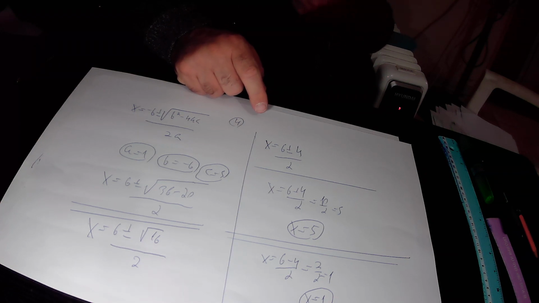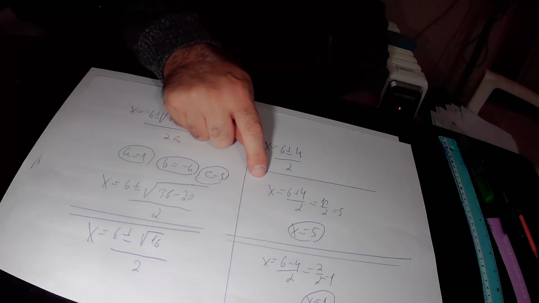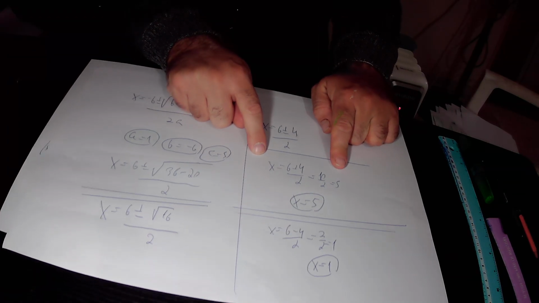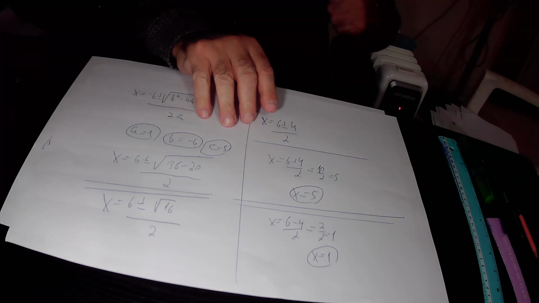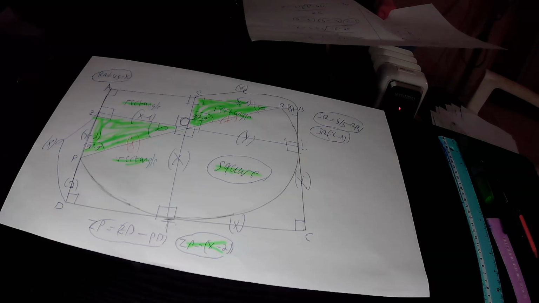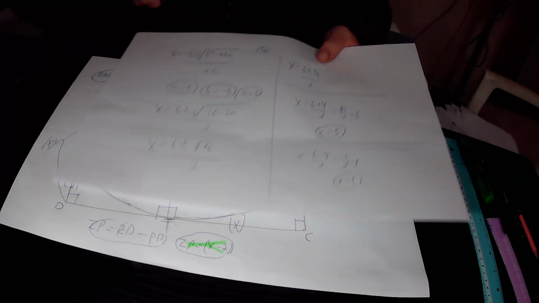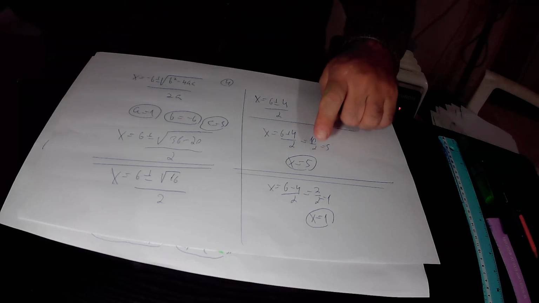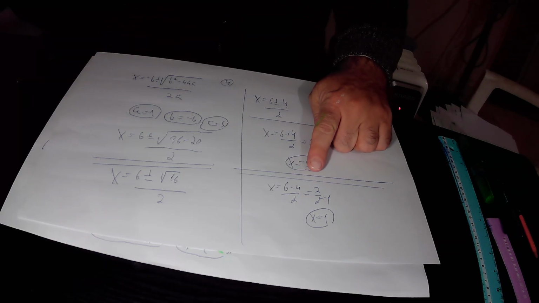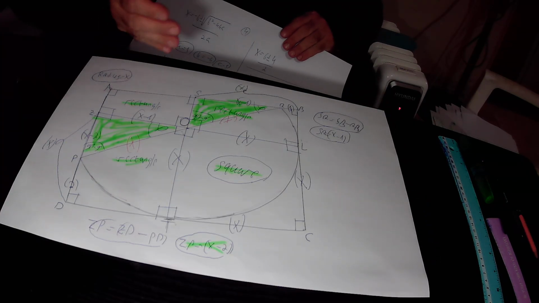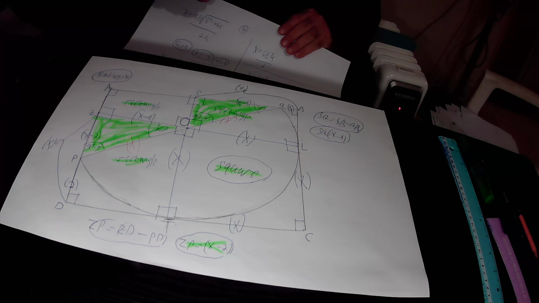The first solution for x is as follows. X equals 6 plus 4 over 2. 6 plus 4 is 10, and 10 over 2 is 5. So the first solution is that x, the radius of this semicircle, equals 5 units in length. We have another solution for x. The second solution for x is as follows. X equals 6 minus 4 over 2. 6 minus 4 is 2, and 2 over 2 is 1. So the radius of this semicircle, x, would equal 1 unit in length.